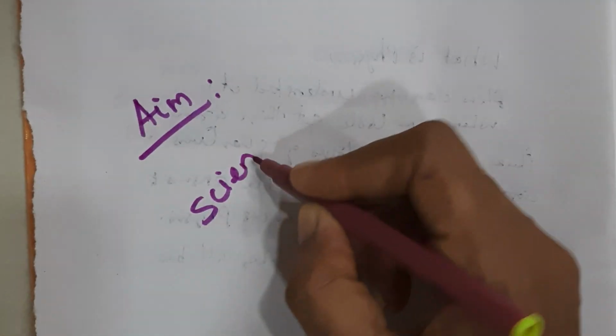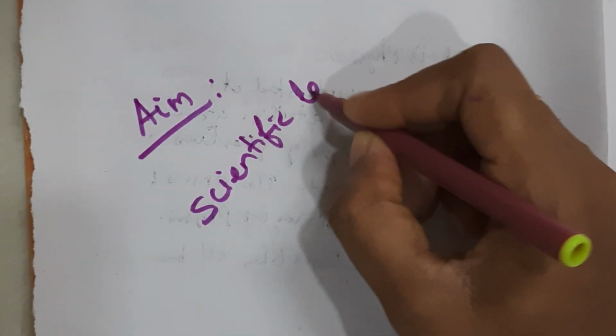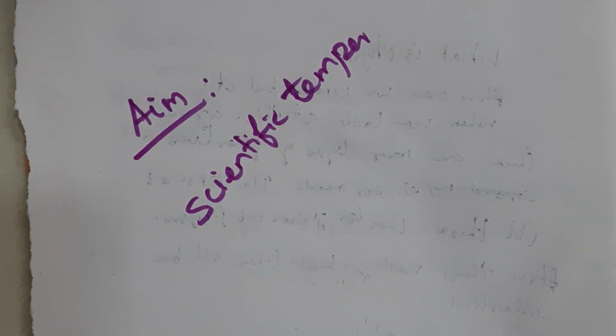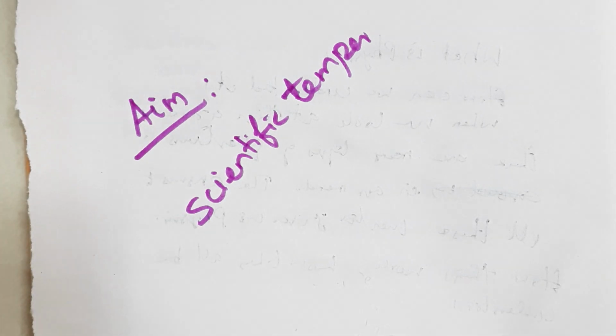Do you know what is the aim of science education? The aim of science education is to develop the scientific temper in every citizen. To develop the scientific temper, humanism, and the spirit of inquiry and reform. Okay? So, the aim of science education is to develop the scientific temper in every citizen.